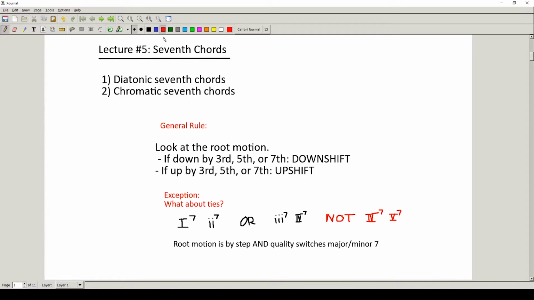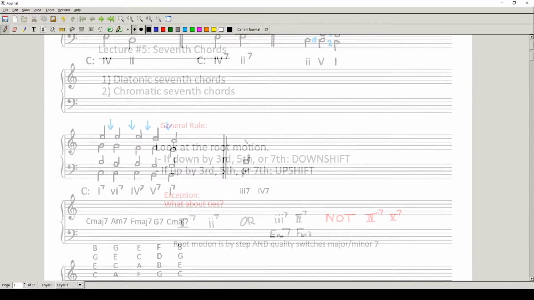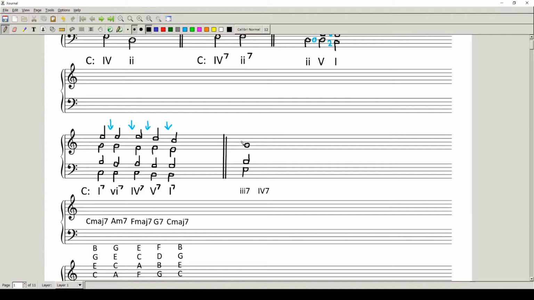I think it's good to see what that looks like in action. So let's do it with iii7 going to IV7. I don't know of a lot of music that actually uses that as a progression, but it's interesting to explore. So sticking with the key of C major, that's going to be E minor 7 and F major 7. And let's first of all do it the way that the rule predicts. So a step up should be a downshift. So downshifting from iii7 to IV7, what I need in the IV7 chord is F, A, C, and E.